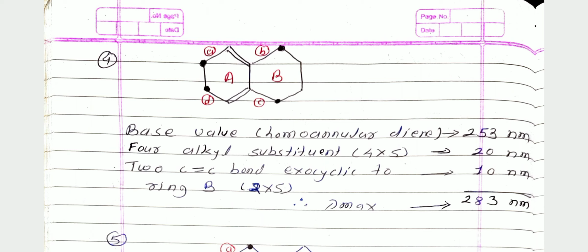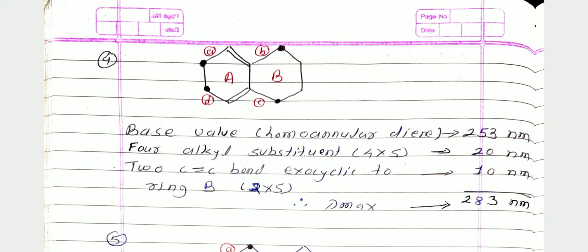This is the second. Then the third value here, ring B. Ring B containing 2 double bonds exocyclic to the ring. Therefore, one double bond exocyclic to the ring value is 5 nanometer. Here 2 double bonds are present, and these 2 double bonds are exocyclic to ring B. Therefore, 2 into 5 value is 10 nanometer.